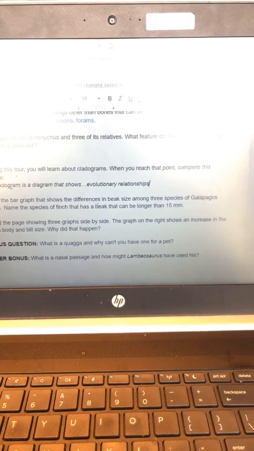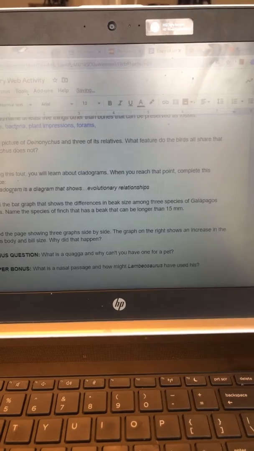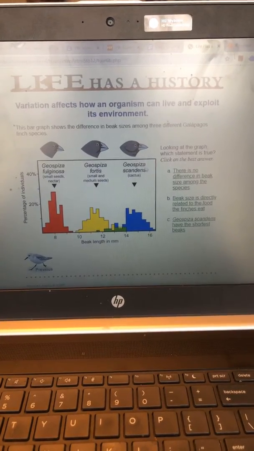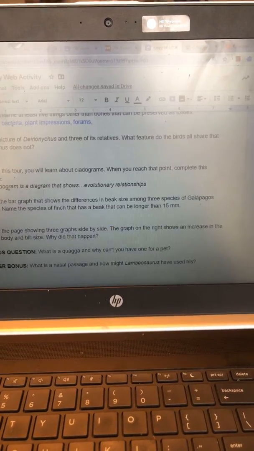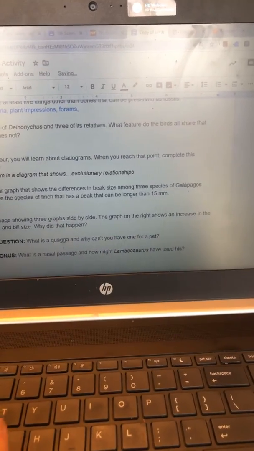Name the species of finch that has a beak that can reach longer. So that was the one we just looked at, Geospiza scandens. I'm going to put scandens.